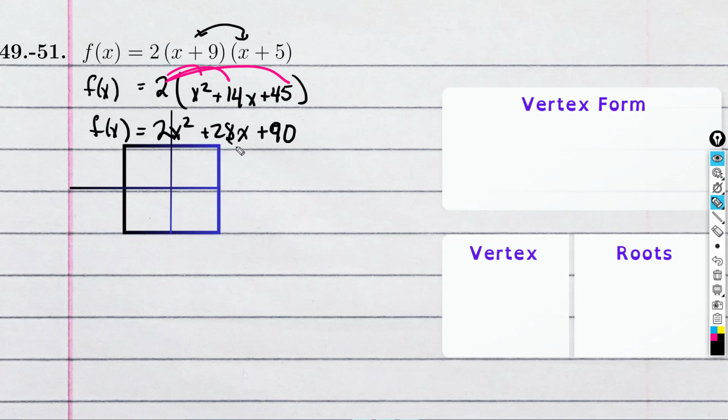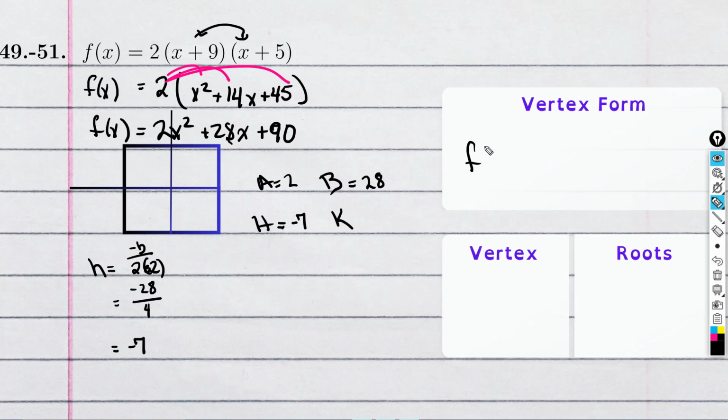And when we go to vertex form, that's when we need to find a, b, h, and k. So a is 2, b is 28, and we'll use that to help us find our h and k. So the formula for h is negative b divided by 2a. And so negative b is negative 28 divided by 4, which is negative 7. So that's my h.